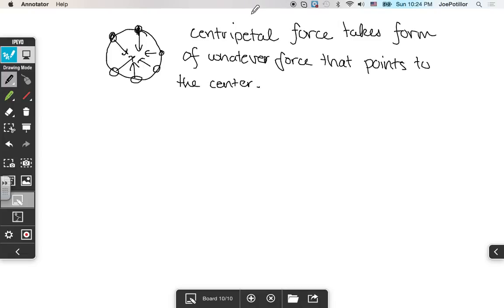Whatever force points towards the center. It can be gravity, friction, EM, whatever. Whatever force that points towards the center is what it will be. Okay, so you see on your text, that's something very important to keep in mind when you're talking about this.